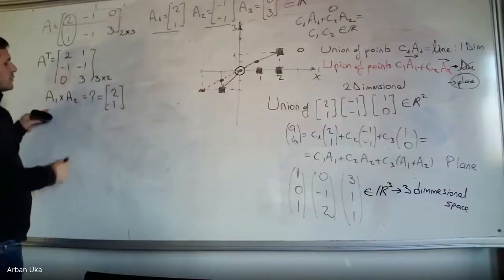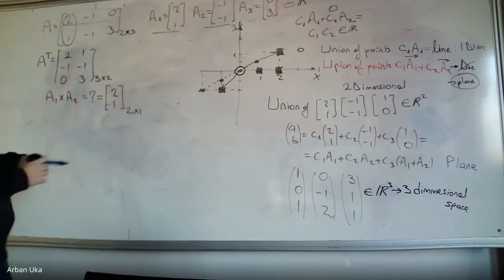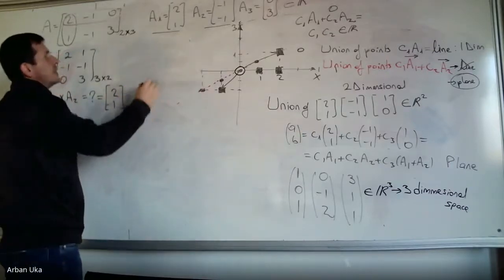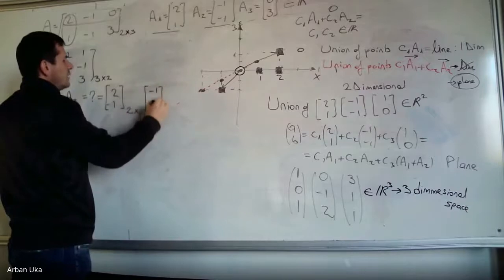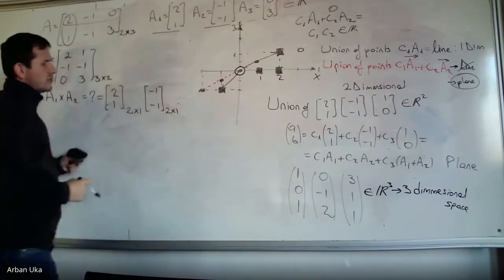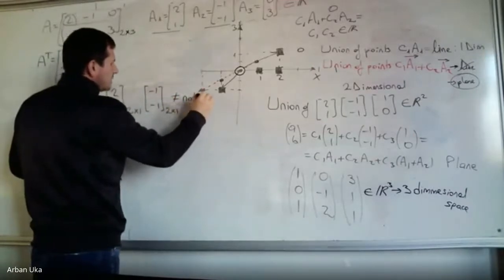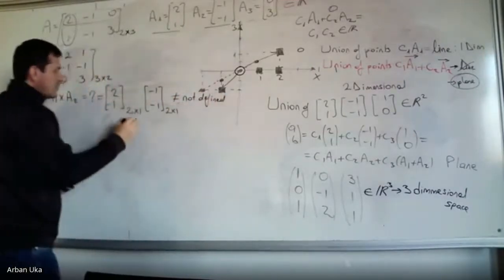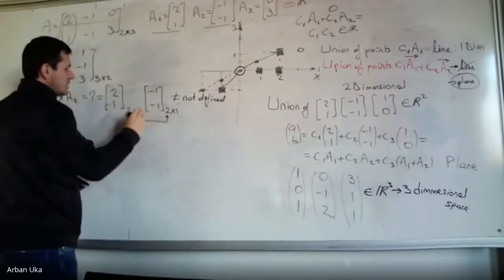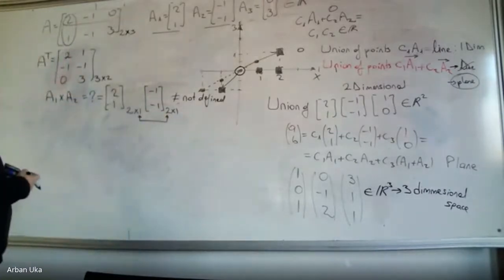What is the dimension of 2, 1? It is 2 rows, 1 column. And we want to multiply this with A2, which is -1, -1, which has a dimension of 2 by 1 also, okay? So what do we get? It cannot be multiplied. That's correct. So we cannot multiply because this is not defined. It is not defined because these dimensions don't match. Okay, so it is not possible.